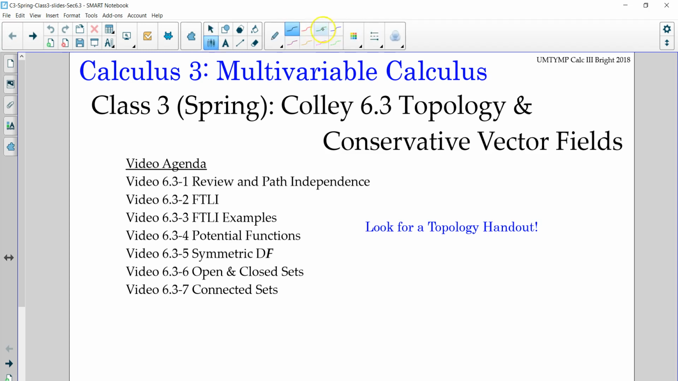For the topology, I would just like to point out that on Moodle there should be a topology handout, so make sure to look through that as well as section 6.3 in the text. Both of them are pertinent for this week.